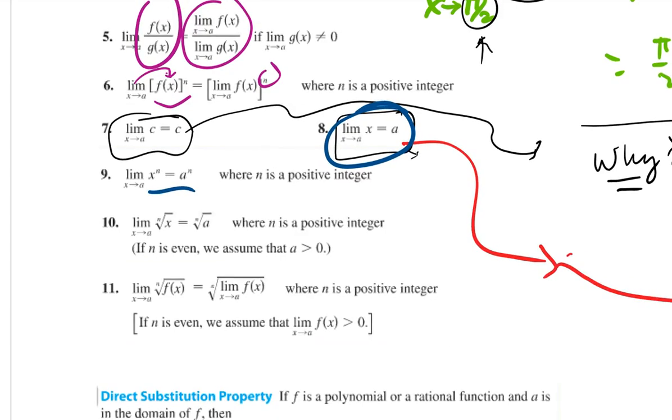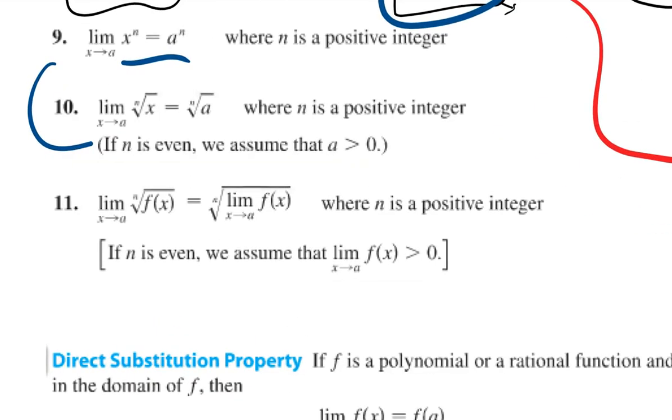It says the limit as x goes to a of x to the n is a to the n. I'll let you study this one. If it's a root, you can just plug in the value. And then this one is if you take the nth root of a function, it's equal to the nth root of the limit of the function. We're assuming that the function's positive.